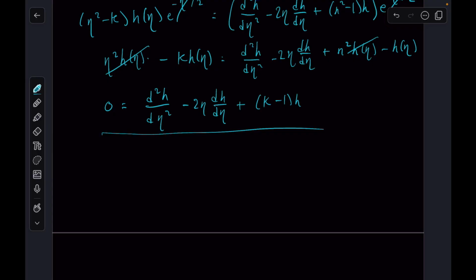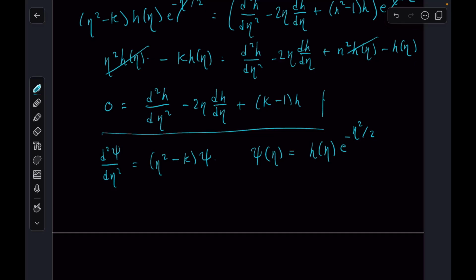Okay, so at this point, we've taken our initial differential equation, which we wrote down earlier. It was the second derivative of this wave function is equal to eta squared minus k times the wave function. And we've reduced this problem into solving this one up here. Let's recall really quickly how psi is related to h. Psi of eta is equal to h of eta times e to the power of negative eta squared divided by 2.